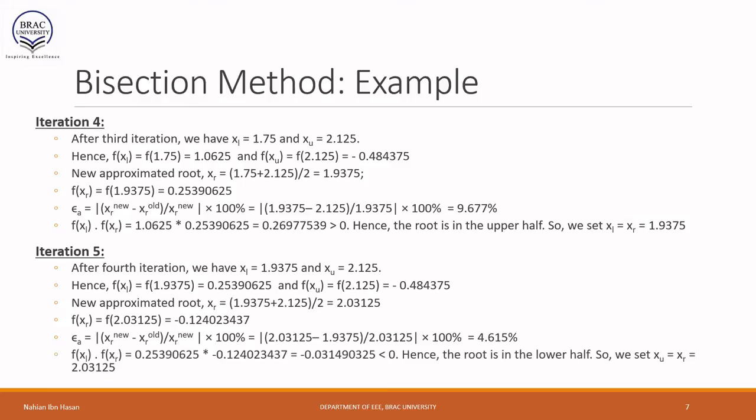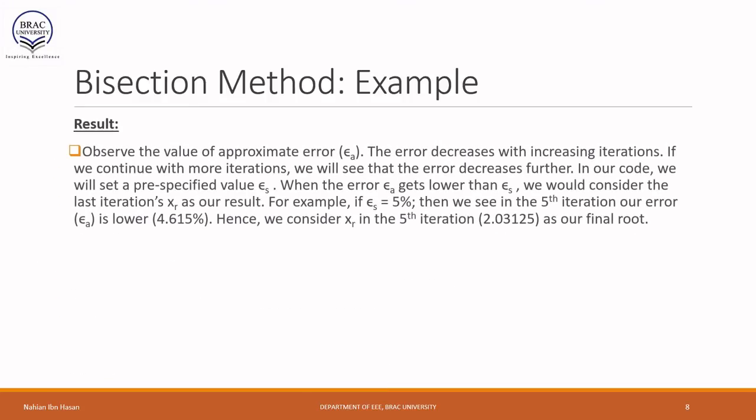So we can guess that. So that's what we are talking about with the bisection method. We calculate further and further through iterations until our approximate error reduces below a certain limit.